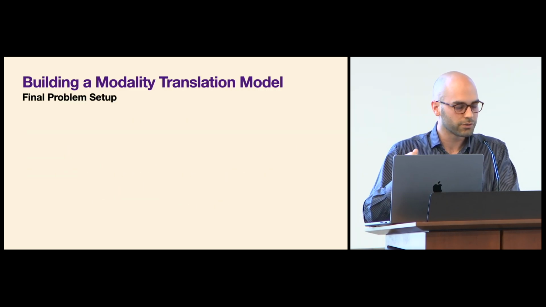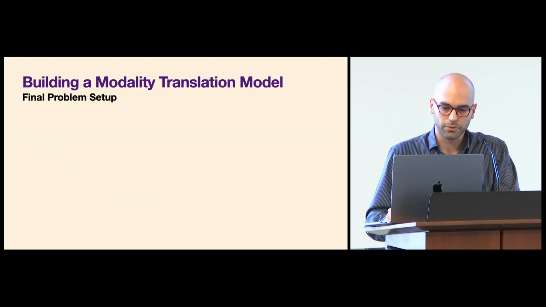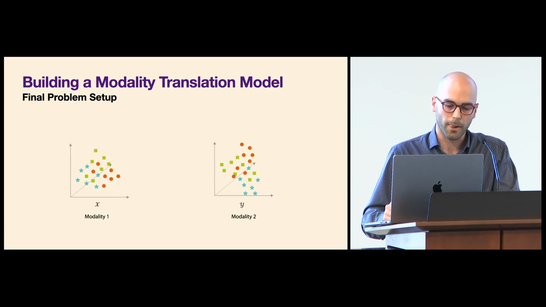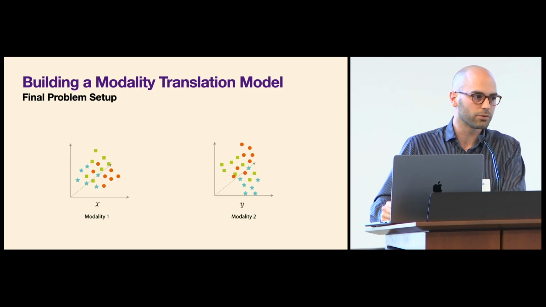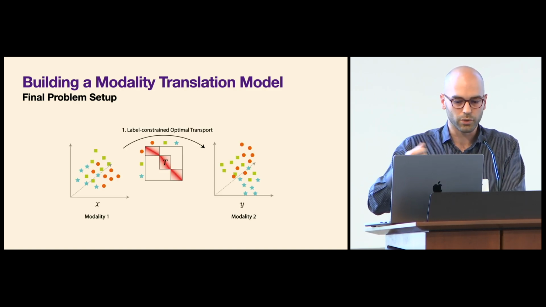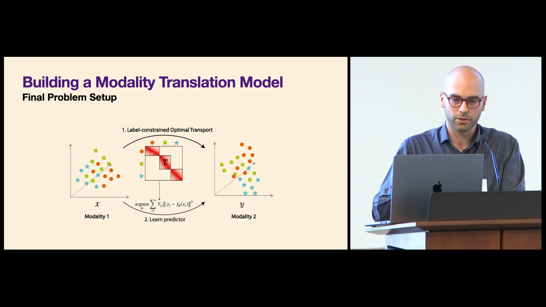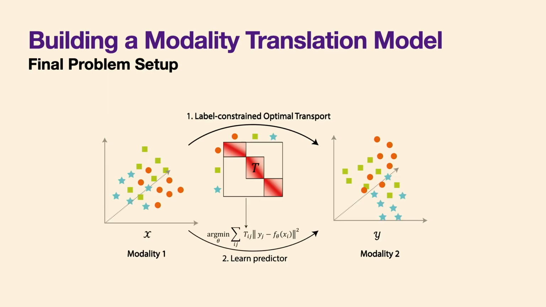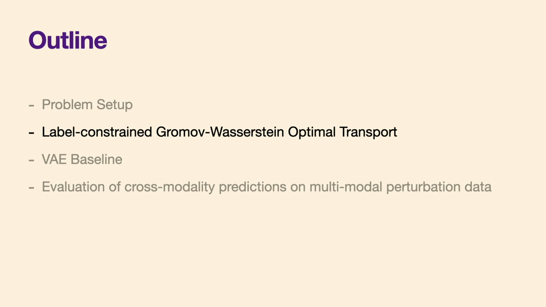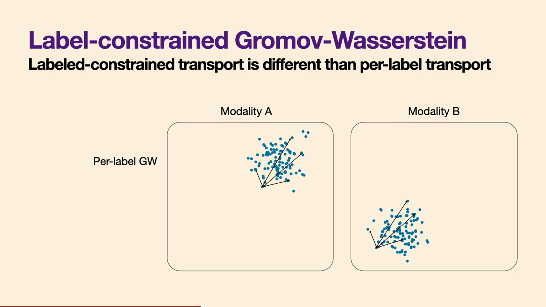So to finish, for this part of the talk, it's important to think about what's our setup. Our setup is, we have, again, two modalities. First, we will run this label-constrained optimal transport procedure that I haven't yet described. And then we will use that to learn a predictor and do the modality translation. All right. So now we can look into the specifics of how this label-constrained optimal transport can work.